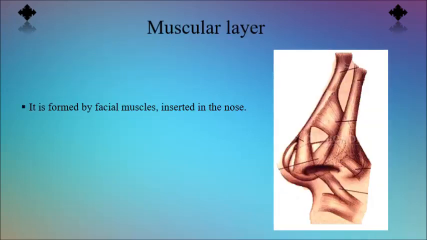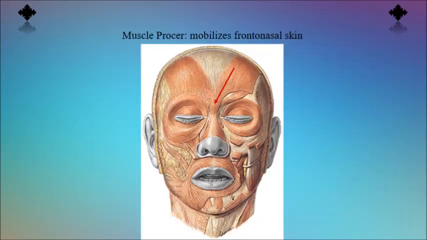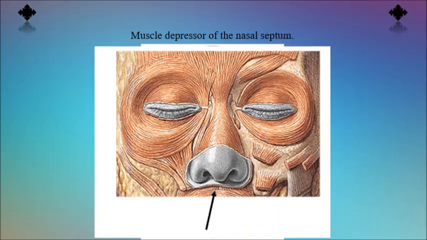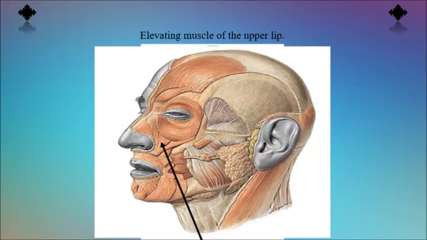The muscle layer. This is formed by the facial muscles inserted in the nose. It can be differentiated into two groups: dilating muscles, which are the posterior nasal muscle and the anterior nasal muscle. There is also a group called compressor. The muscles that are related to the nose are the procerus muscle, which mobilizes the frontonasal skin, the nasal muscle, the nasal septum depressor muscle, and the elevator muscle of the upper lip.